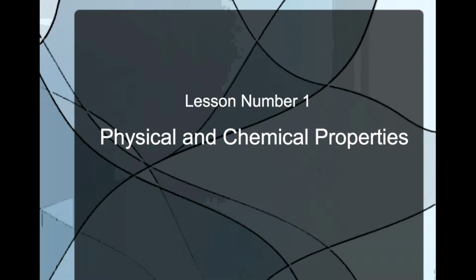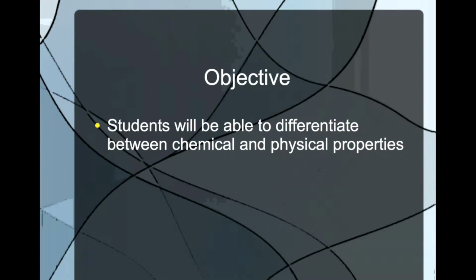Okay, class, now that we're done with your bell ringer, we're going to go through the lecture part of our lesson, and we're going to talk about physical and chemical properties. I know that you were introduced to these concepts just a little bit ago during the bell ringer, but now we're going to talk about them in depth and dig in and see what we can find out. So the objective for this lesson, like it's written on the board, is that you'll be able to differentiate between chemical and physical properties.